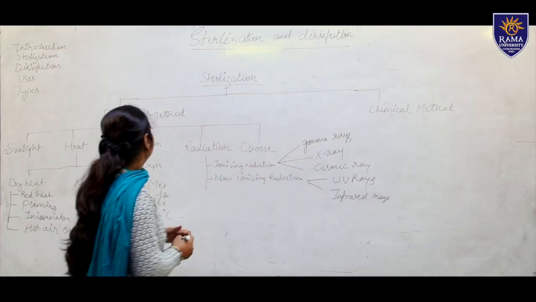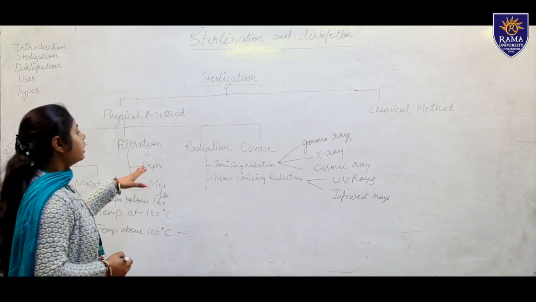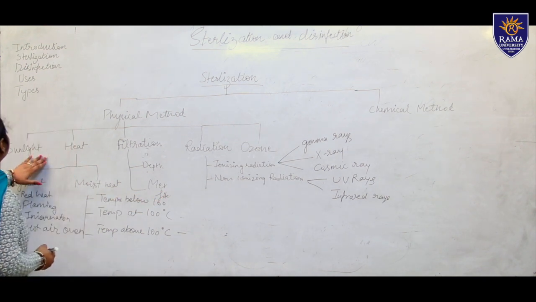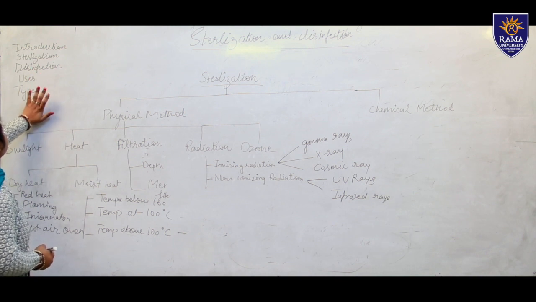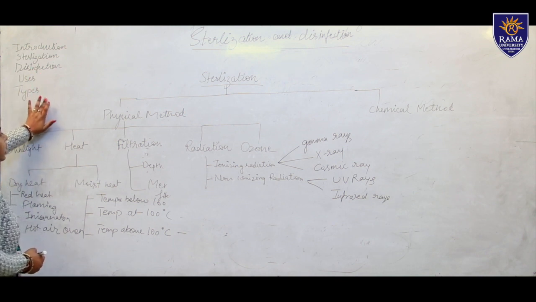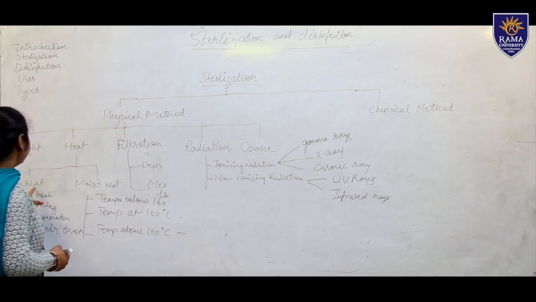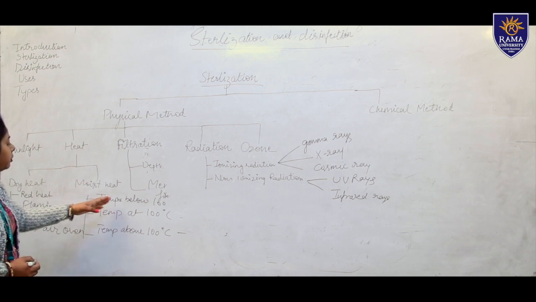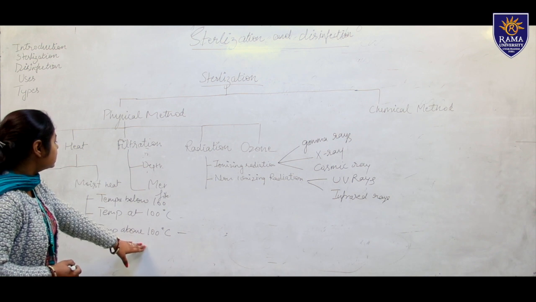So now we know about the physical methods of sterilization. I will explain the chemical methods in the next lecture. Now let's recall everything from the introduction. We have completed sterilization, disinfection, uses, and types, such as sunlight, heat, dry heat, and moist heat. In dry heat, I explained red heat, flaming, incineration, and the hot air oven. In moist heat, temperature below 100 degrees Celsius, at 100 degrees Celsius, and above 100 degrees Celsius.